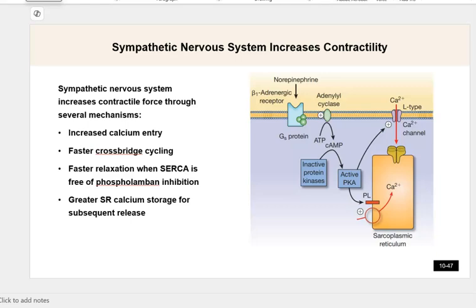Next, we move on to talking about the sympathetic nervous system and how it increases contractility. We already spoke earlier about how it increases the heart rate when norepinephrine and epinephrine work on the beta-1 adrenergic receptors, and we move that potential forward, and it causes an increase in the heart rate. Now we're going to talk about how the sympathetic nervous system increases contractility.